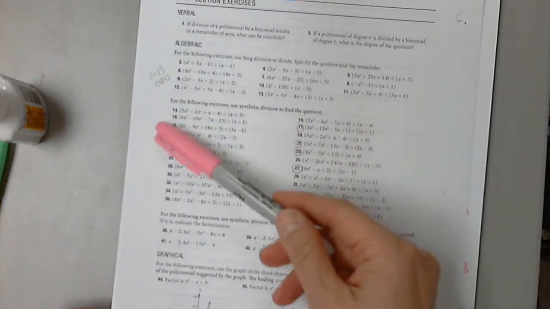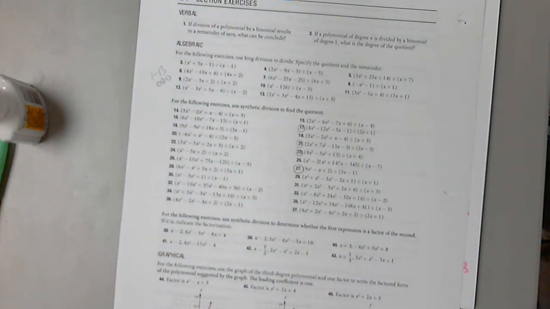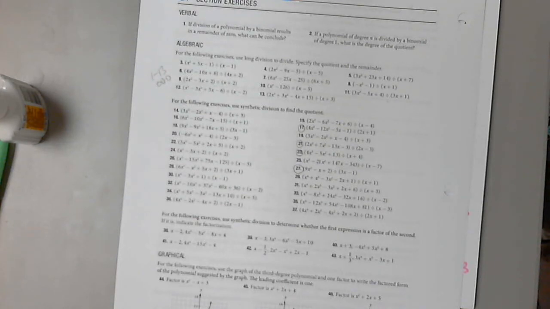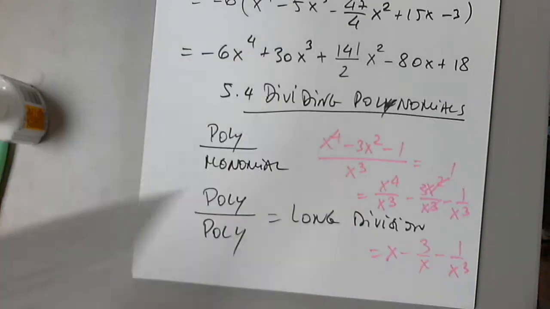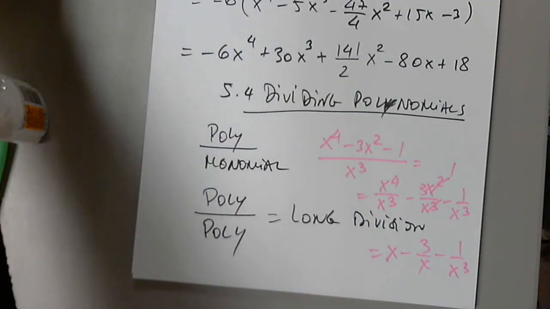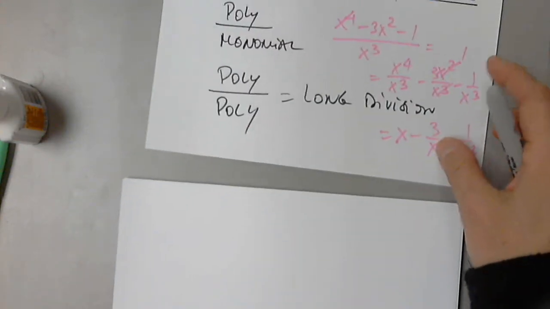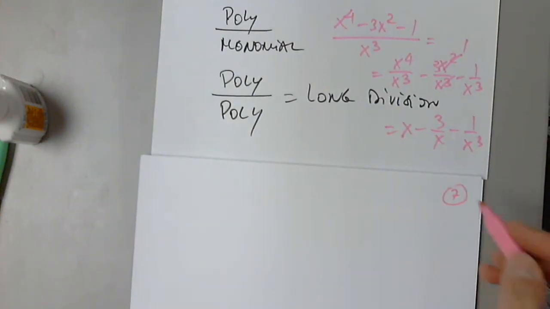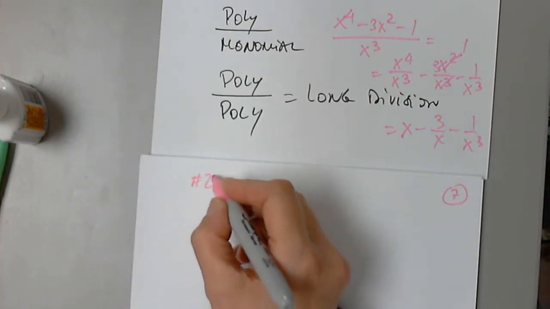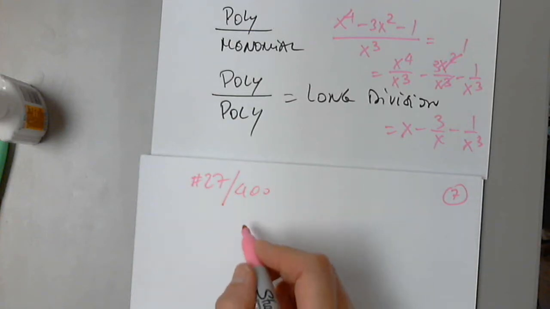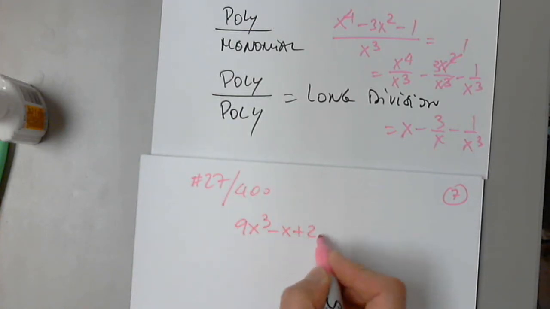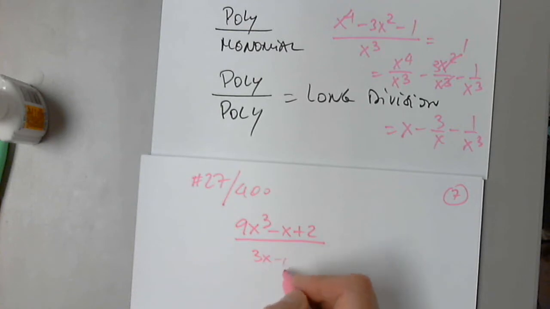Please choose from here anything you want so we can illustrate the long division. 27 it is. So let's look at 27. Very good pick actually. 27 on page 400. Thank you. 9x cubed minus x plus 2 divided by 3x minus 1.